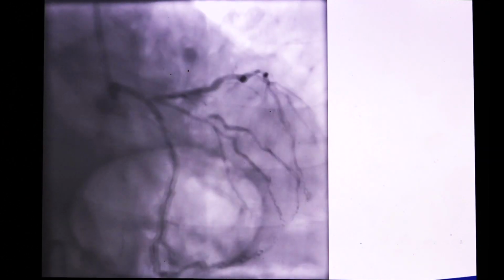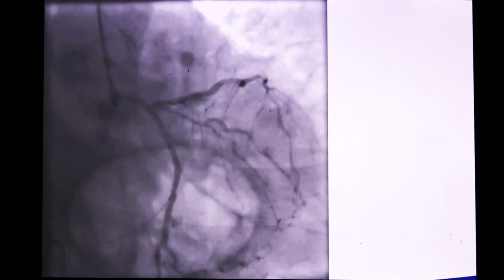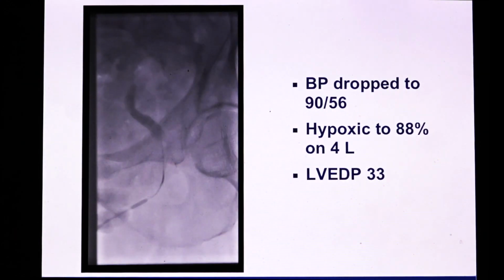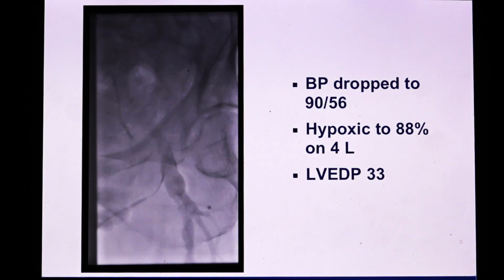This is another view, RAO caudal view. Again, you can see that this lesion is extending into the proximal LAD. So with a couple of pictures and contrast, the patient's blood pressure dropped. Now it's 90/60. He started to become hypoxic, requiring 4 liters of oxygen. Not stable on the cath lab table. We immediately checked LVEDP, which was 33. So we knew that this patient was now going to need some hemodynamic support.